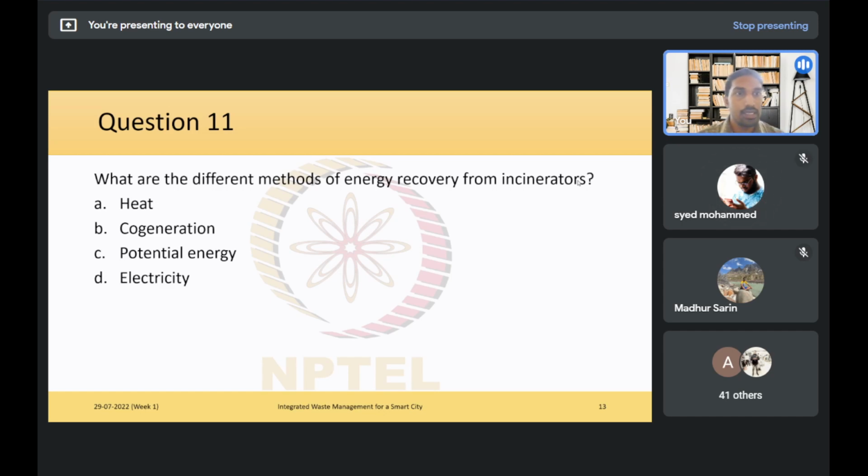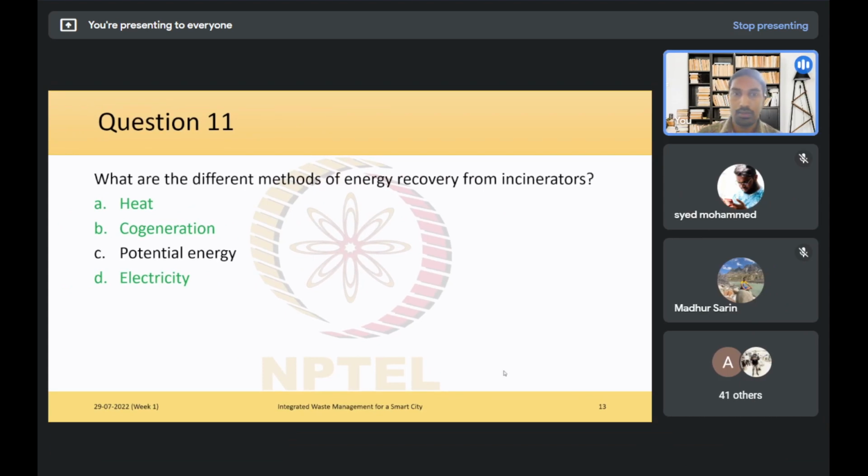All right. Initially people tried to pick one of the correct answers, but after that most of you selected option C, potential energy, which is not the correct answer, right? So all three, options A, B, and D, are possible from incineration. We can generate heat, electricity, or both heat and electricity together, which is called cogeneration.